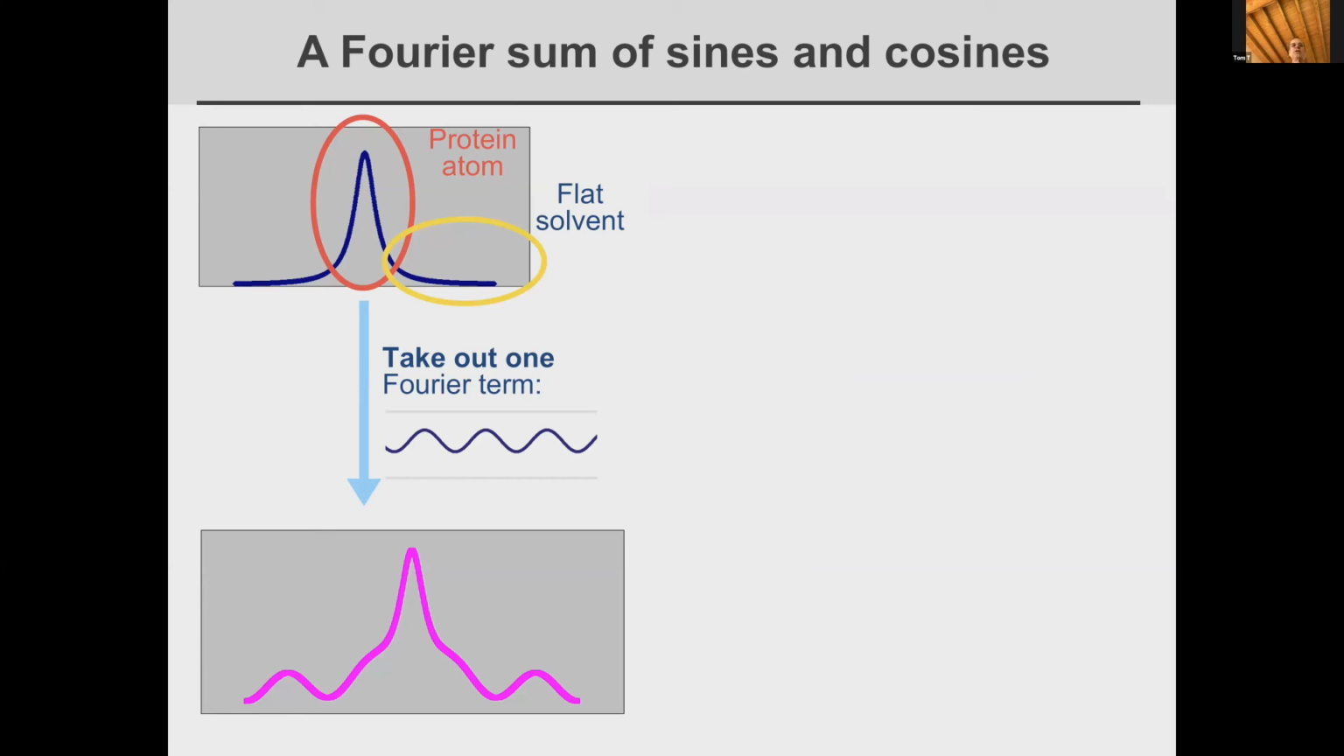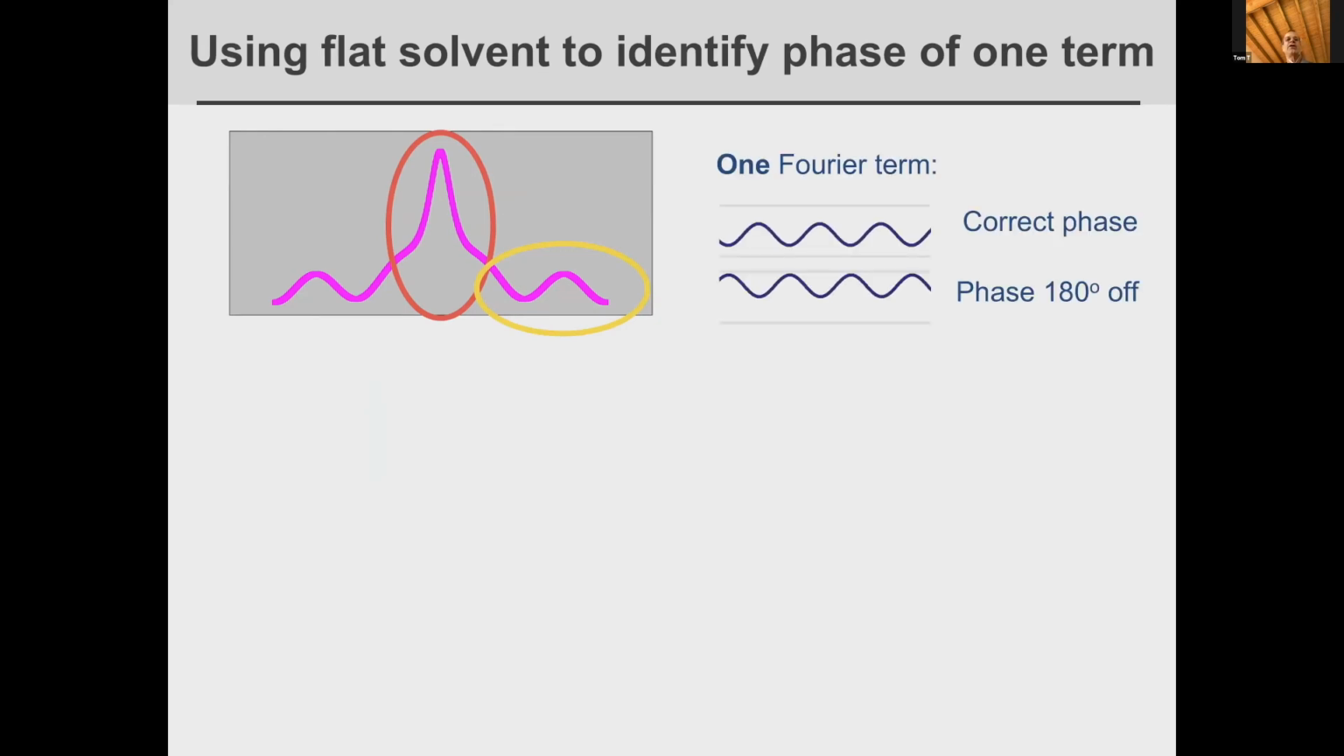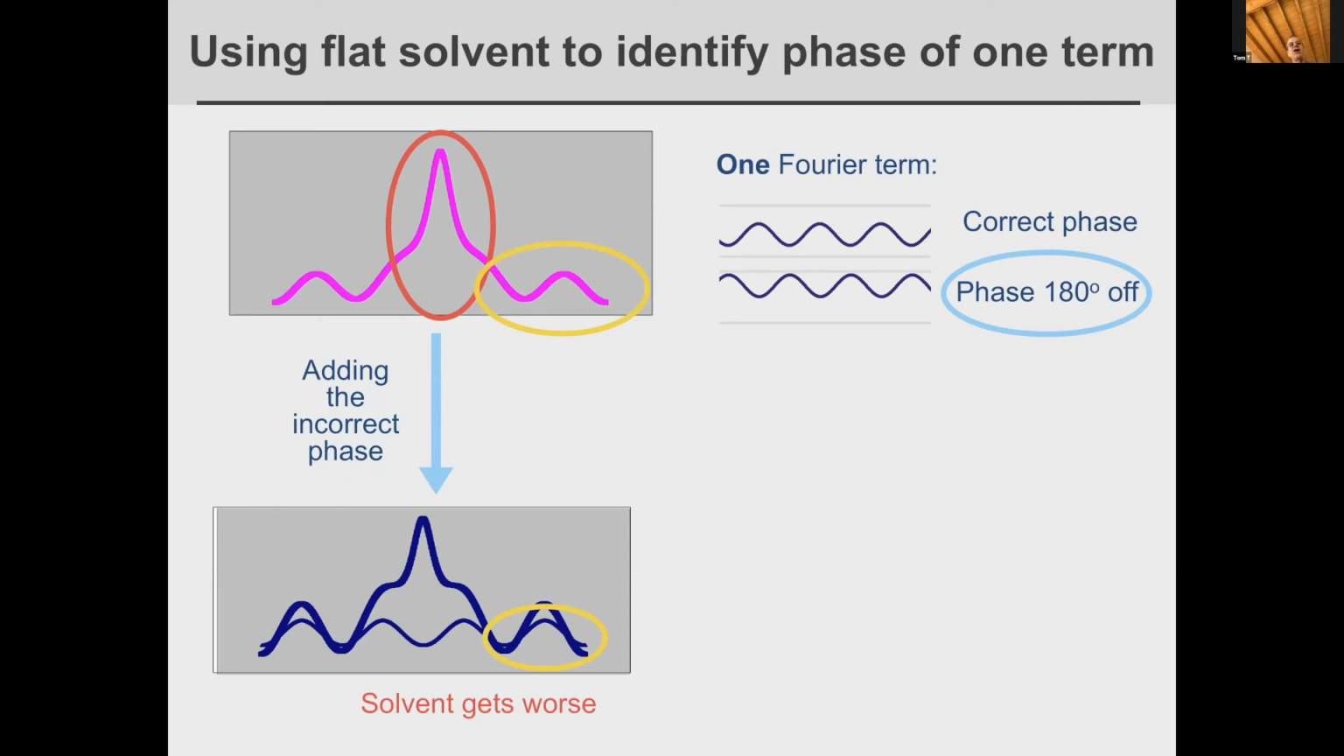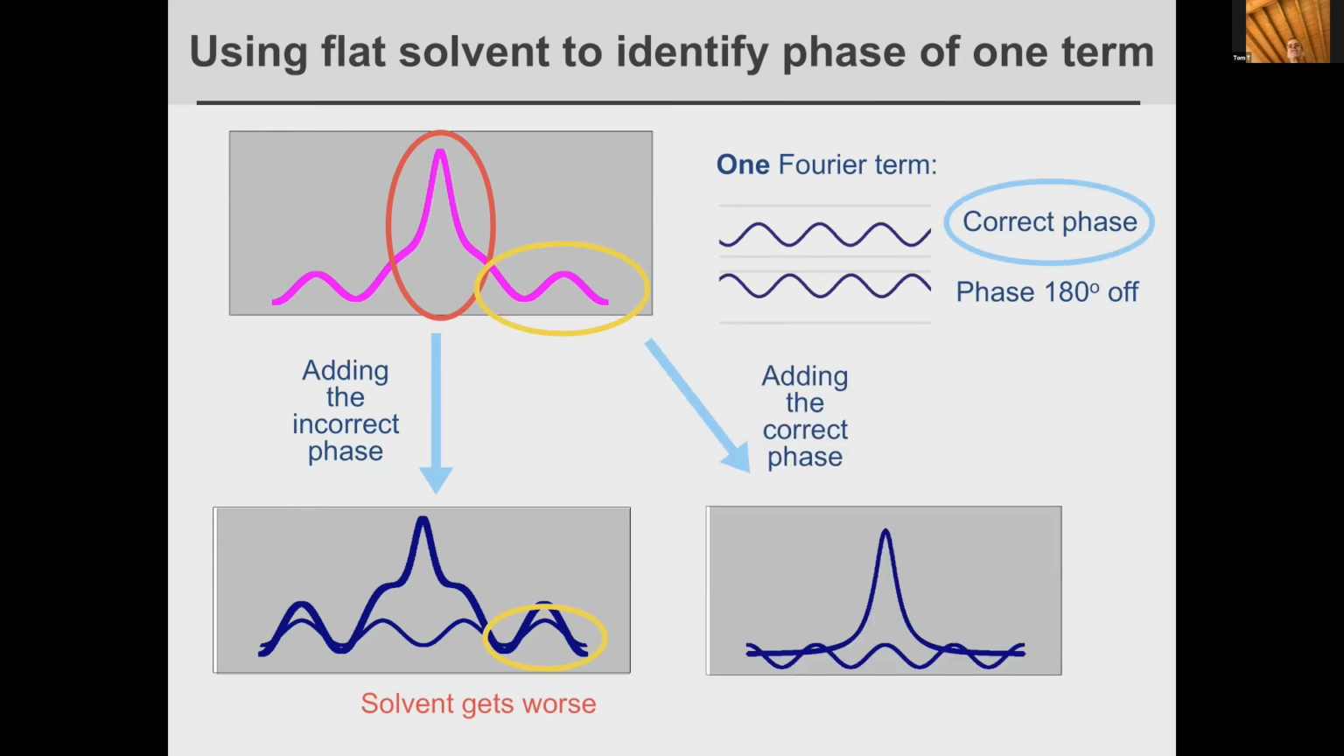So if you click once and then twice, Nigel, if we put it back in, notice that the protein looks bad and the solvent looks bad. If we put our term back in with the wrong phase, the solvent gets even worse. And the protein gets bad too, but we're not even looking at that. And then if we put it in with the right phase, the solvent becomes totally flat. And then we know it's right. And the protein part magically gets better as well. Of course, it wasn't magic. It's because the phase contributes to the error or accuracy of the entire map.